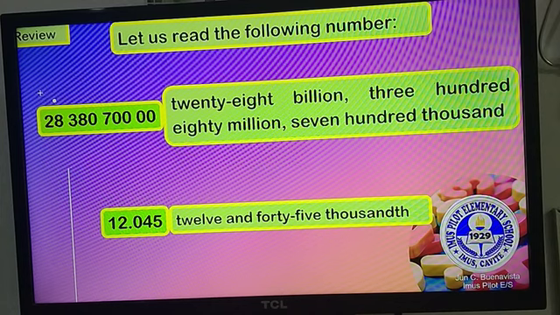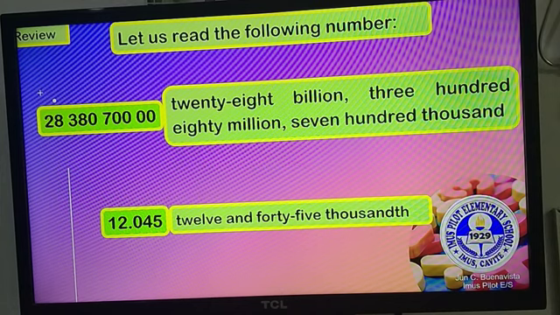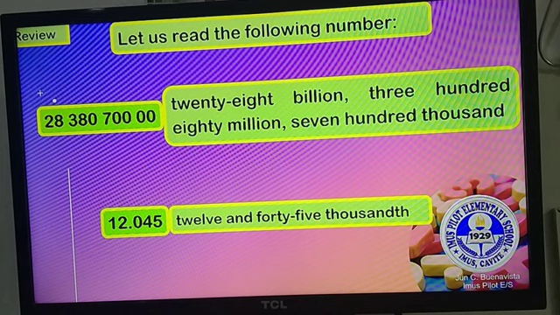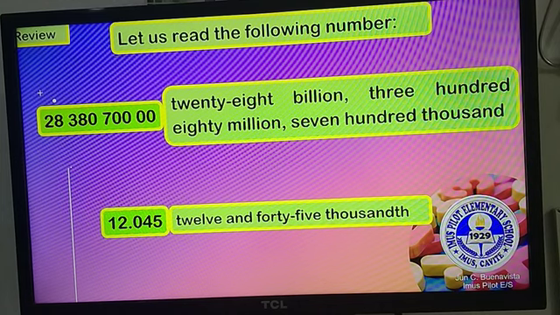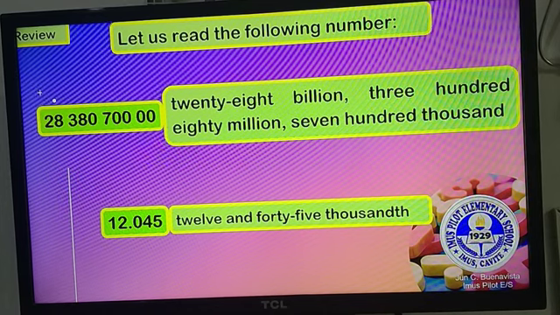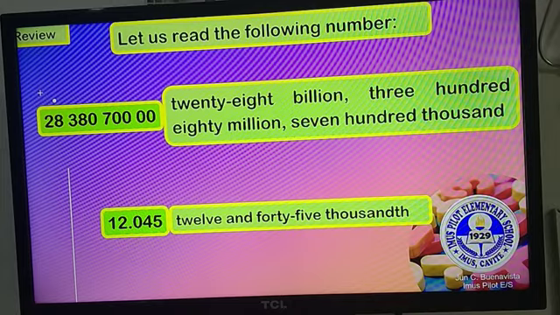Look at that. The decimal point does not say point, but you are going to say and. Again, 12 and 45,000. And then our last word is thousands, because that is the last digit. That is 5, and 5 is in the thousands place. That is why the last word is thousands. 12 and 45,000.